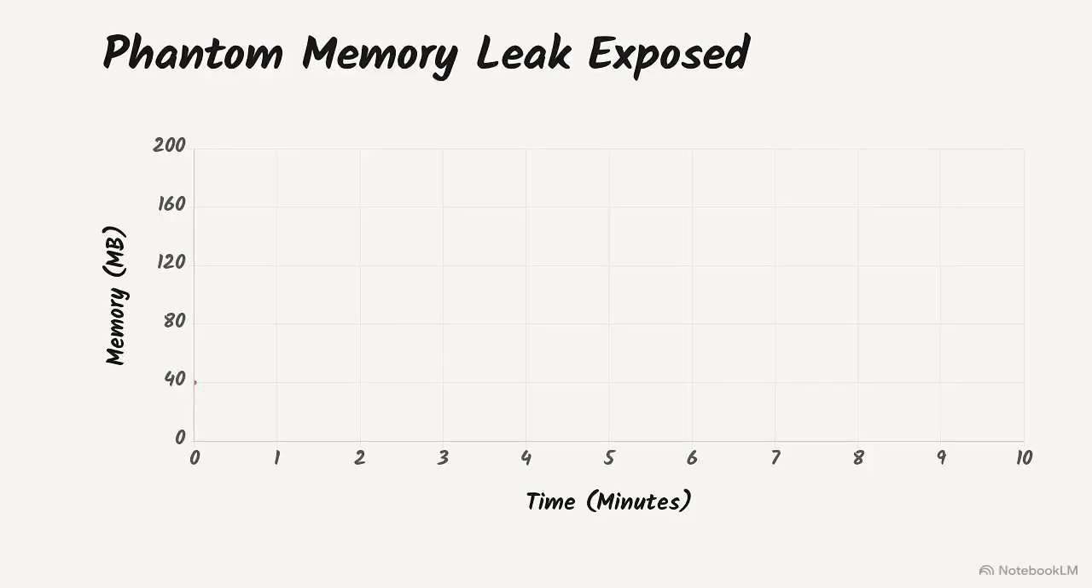This chart shows the initial behavior. Memory climbs from 40 megabytes up to 90, and then levels off. For establishing 500 active connections, allocating buffers, and warming up the framework, this initial rise is exactly what you expect to see. But the stability is an illusion.